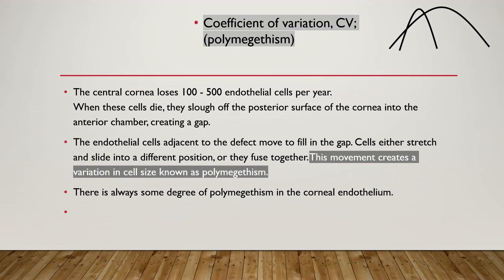The central cornea normally loses 100 to 500 endothelial cells per year. When these cells die, they slough off from the posterior surface of the cornea into the anterior chamber, creating gaps. Endothelial cells adjacent to the defect move to fill the gap. Cells either stretch or slide into different positions, or they fuse together. This movement creates variation in the size of the cells, known as polymegathism. There is always some degree of polymegathism in the corneal endothelium.